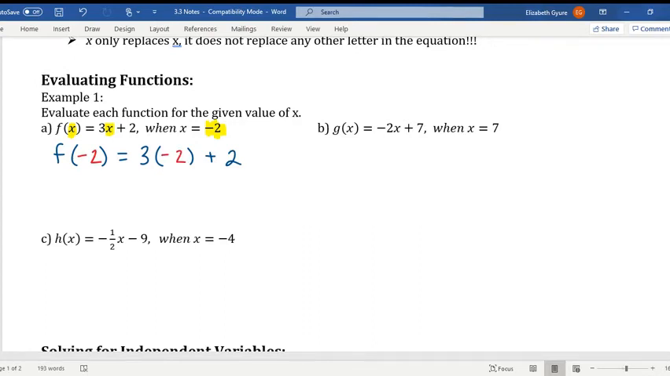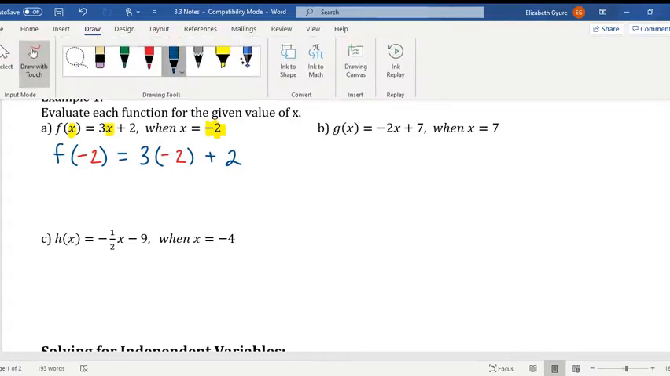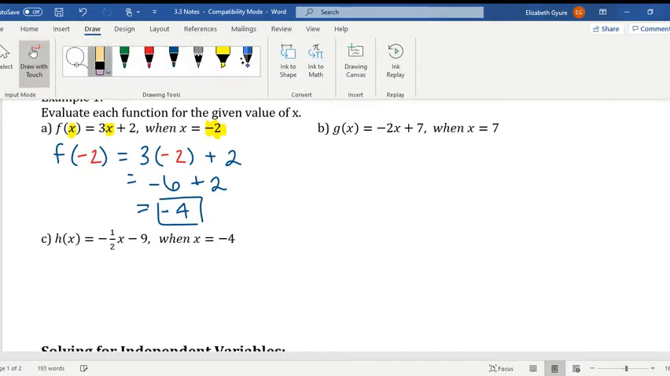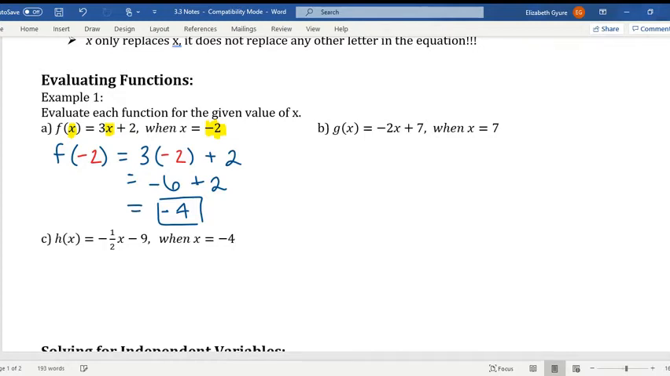Now, on the left, you don't actually have to do anything at all. F of -2 just says, hey, we plugged -2 into our function. So I want you to just leave that as is. Don't mess with the left. But we are going to simplify the right because these are all numbers. So follow your order of operations. 3 times -2 is -6 plus 2. And then -6 plus 2 is going to give you -4. So that's your answer. We substitute in -2 and we got -4.